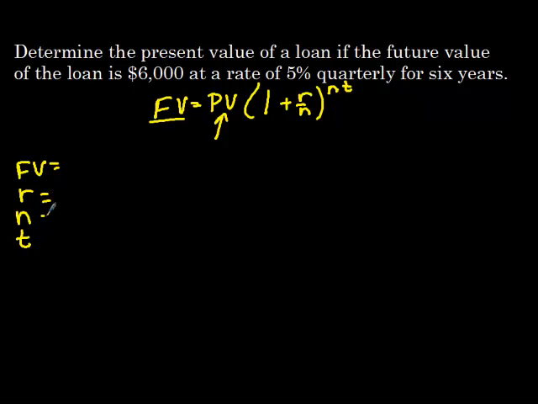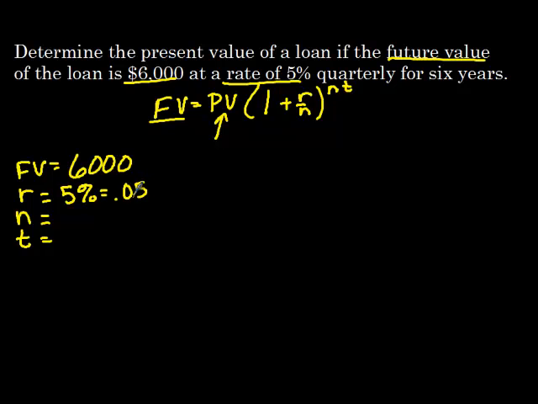So we read through our problem. We are told the future value is $6,000, so we can put that in for FV. At a rate of 5%, so lowercase r is 5%, which happens to be 0.05 as a decimal. It says quarterly. Well, there's 4 quarters in a dollar. Quarterly means 4, so lowercase n is 4. And it's for 6 years. t is always the number of years, so t equals 6. So we have all this information.